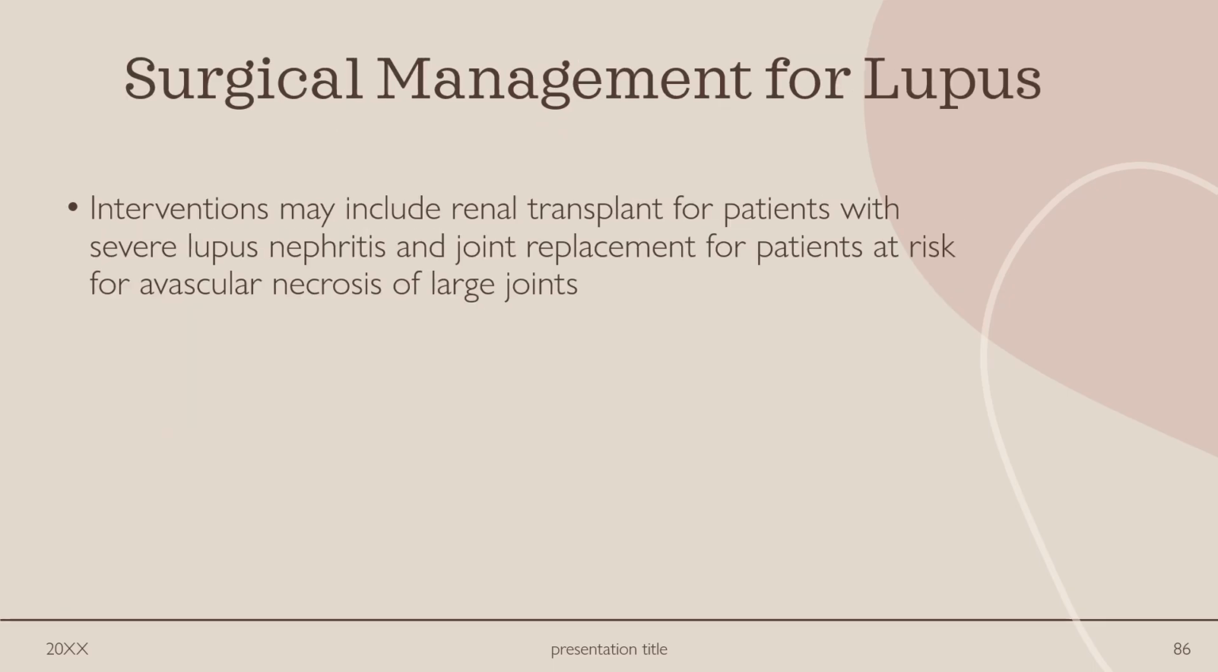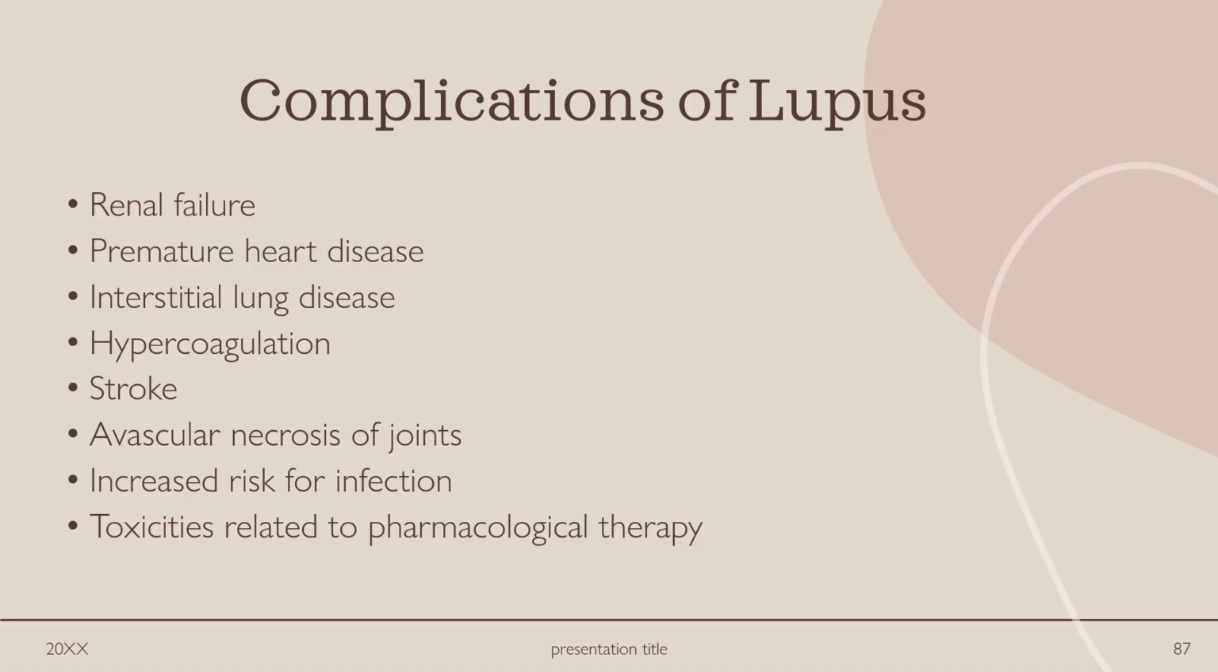Surgical management for lupus interventions may include a renal transplant for patients with severe lupus nephritis and joint replacement for patients at risk for avascular necrosis of the large joints. So some complications of lupus: renal failure, kidneys are not working; premature heart disease, the heart is not working well; interstitial lung disease, the lungs are not working well; hypercoagulation, putting the patient at risk for a stroke; avascular necrosis of the joint is wearing away and becoming ischemic, dead tissue; increased risk for infection; and then toxicities related to the pharmacological therapy.